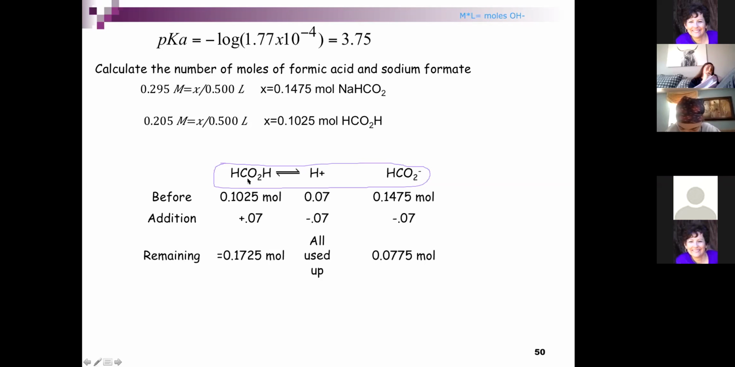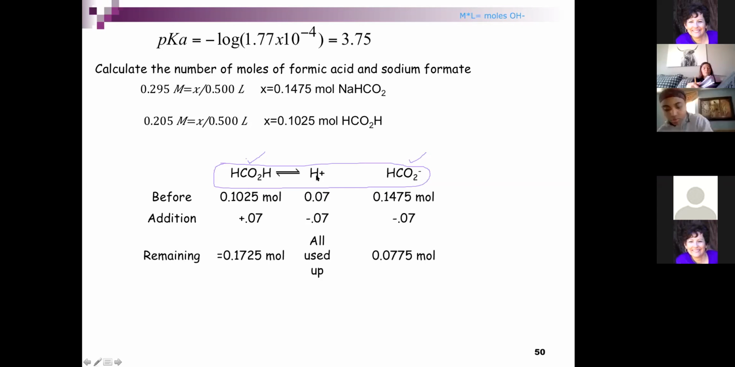So remember, when I have a buffer, the two components of my buffer are this one and this one. And so the acid reacts with the conjugate base. So I need the acid and the conjugate base to be on the same side so that when I do the math of it, both the acid and the conjugate base will be going down. They'll be the minus mole values, and my acetic acid side will be going up.